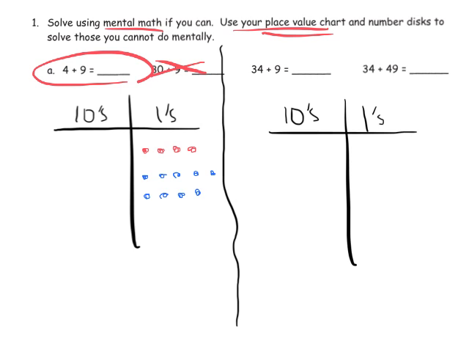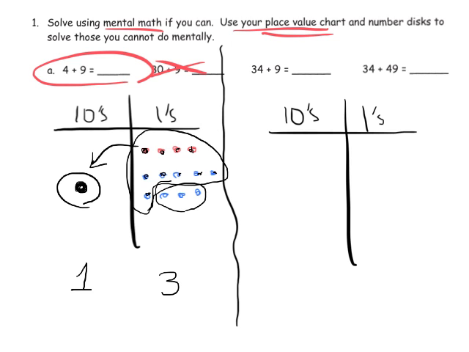But we know that any time you have 10 in a column, you can cash them in for 1 in the next column over. So 10 ones equals 1 ten. Let's count out 10 ones. 1, 2, 3, 4, 5, 6, 7, 8, 9, 10. So there is our 10 ones, and that equals 1 ten. So we end up with 1 ten and 3 ones. So the answer is 13. And that's not much of a shocker. 4 plus 9 is 13.